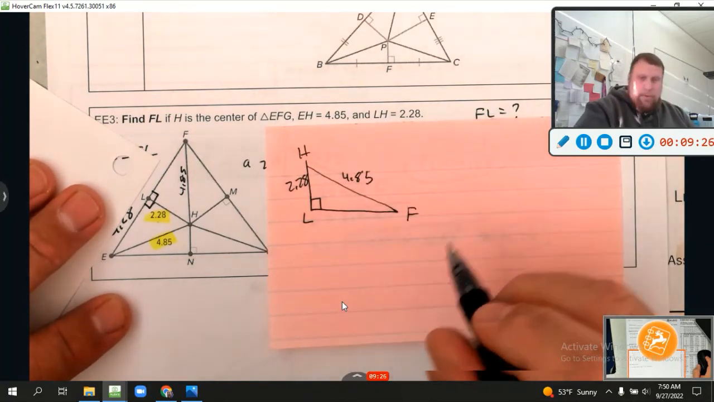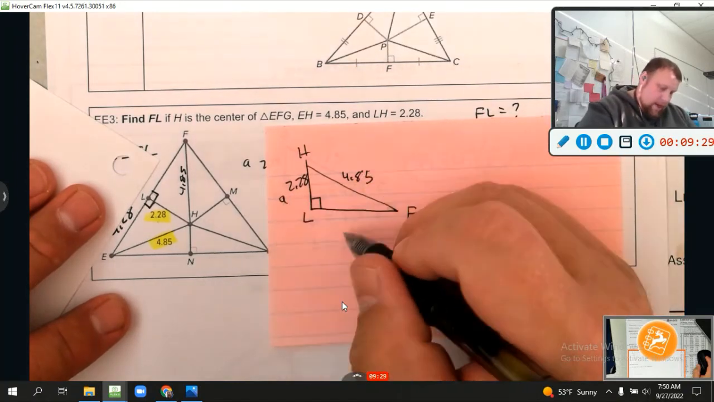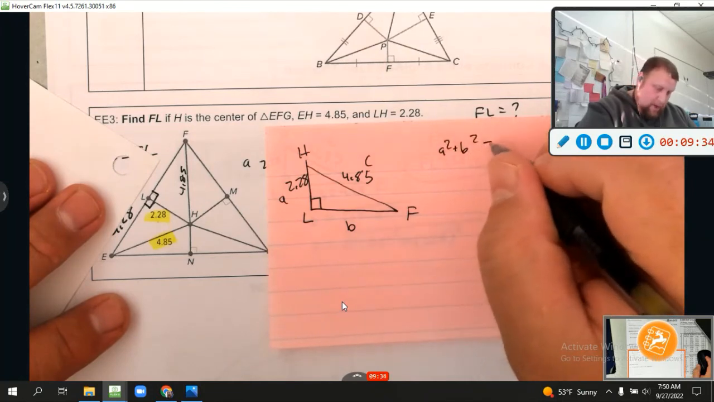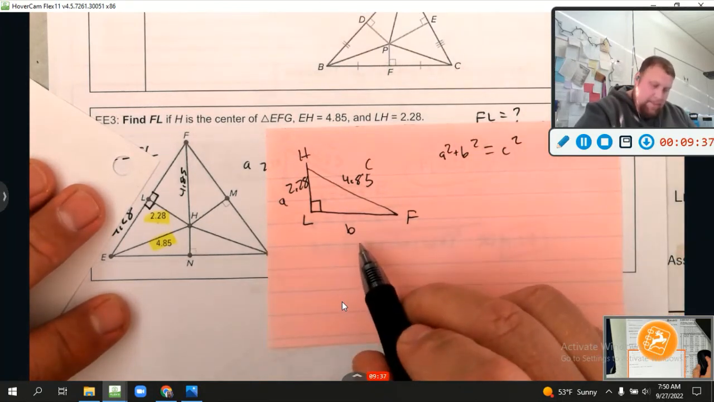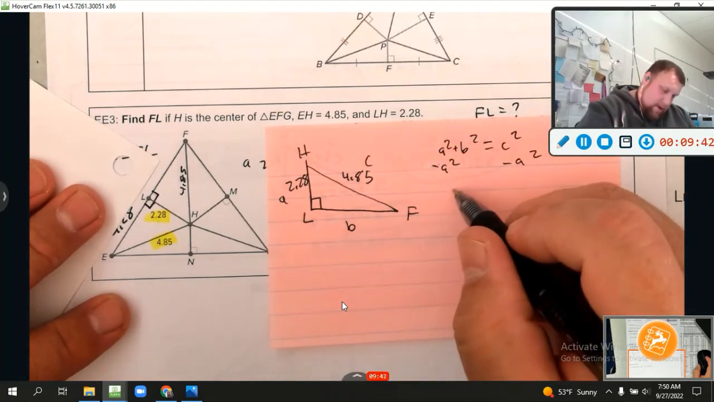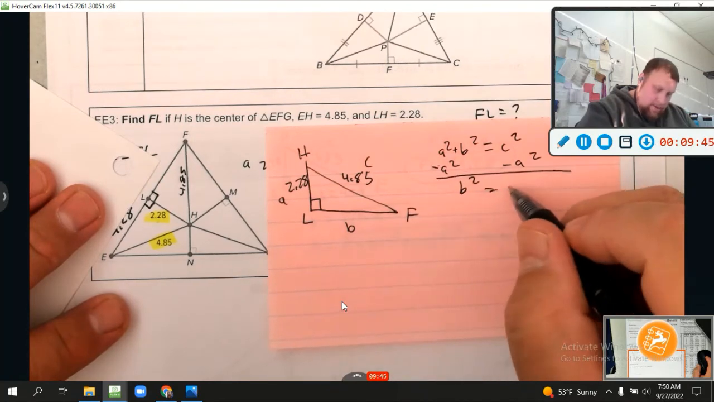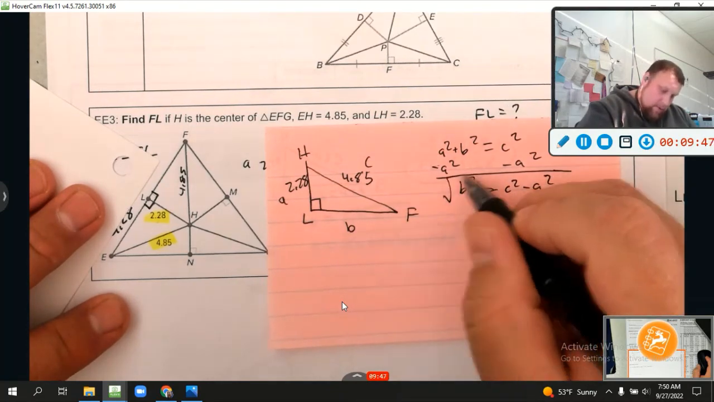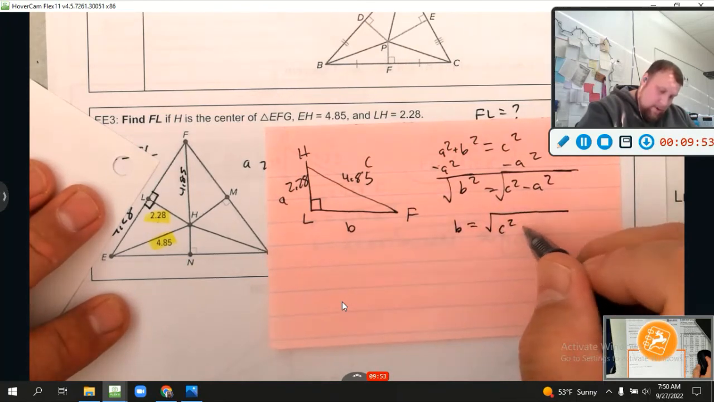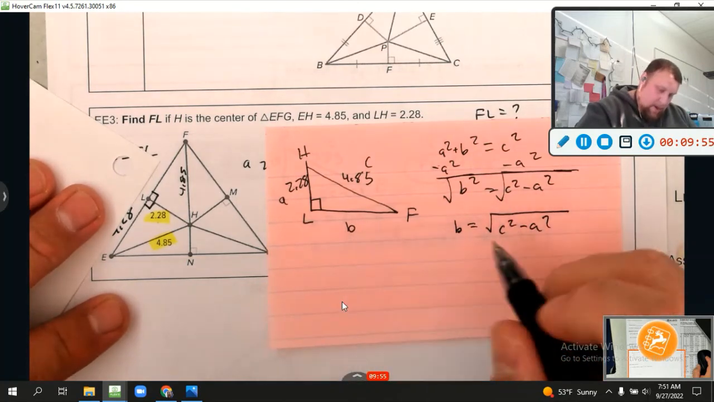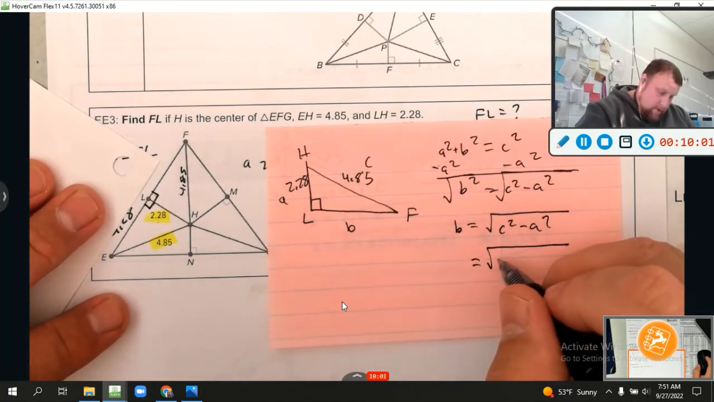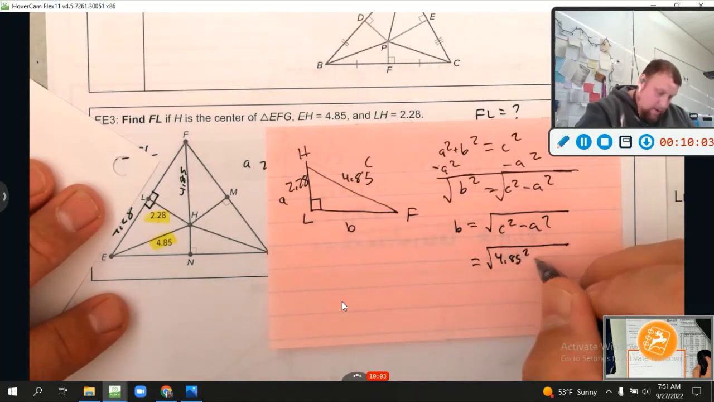Remember Mr. Pythagorean theorem? If this is side A, this is side B, this is side C. And we know that A squared plus B squared equals C squared. Well, I need to find B. So what can I do? Watch this. Minus A squared, minus A squared. I know that B squared equals C squared minus A squared. Square root both sides, and I get that B equals the square root of C squared minus A squared. So to find side B, all I have to do is say, all right, this is equal to the square root of C squared, which is 4.85 squared, minus 2.28 squared.